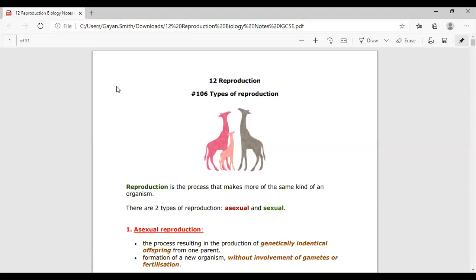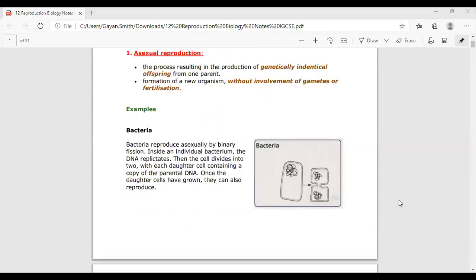So we have done reproduction in plants already. So we wanted to speak about how humans reproduce. And I know you said you had started doing that at school already. So that is what I wanted to deal with today.